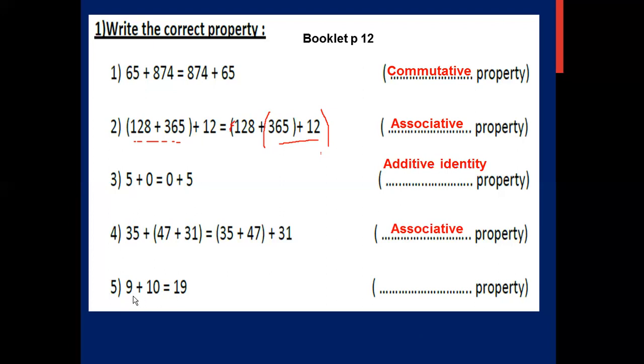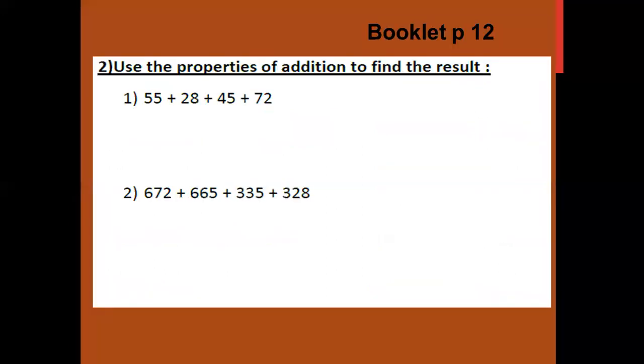The last one, 9 plus 10 equals 19. 9 belongs to N. 10 belongs to N. 19 also belongs to N. So the final result will be 19. It's a closure property. Okay, it's a closure property.